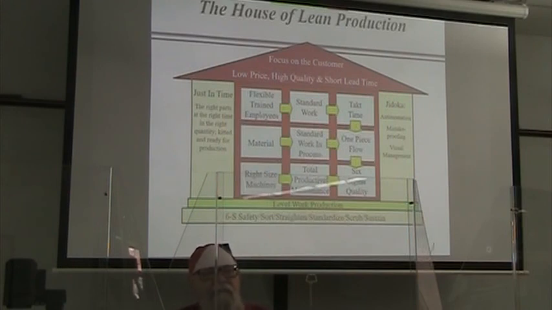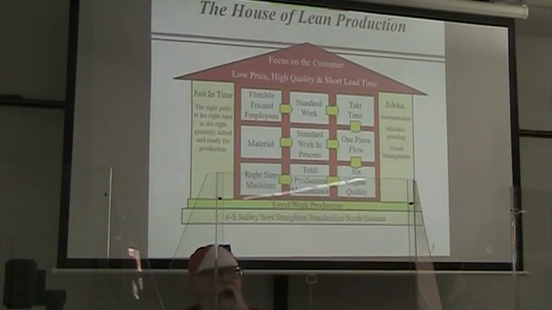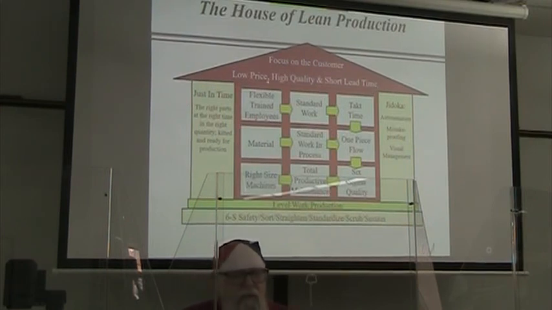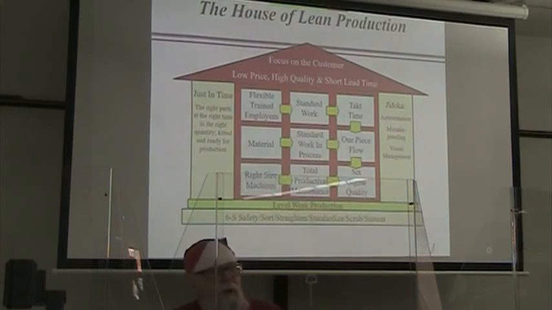All right. Now, this is a very standard kind of an idea when we talk about lean production, the house of lean or the house of lean production. Our roof is that our focus is on the customer. We want low price, high quality, and a short lead time. That roof is supported by two pillars. Just in time, which is the idea that we deliver the right parts at the right time, in the right quantity, kitted and ready for production to the workers or the assembly line.